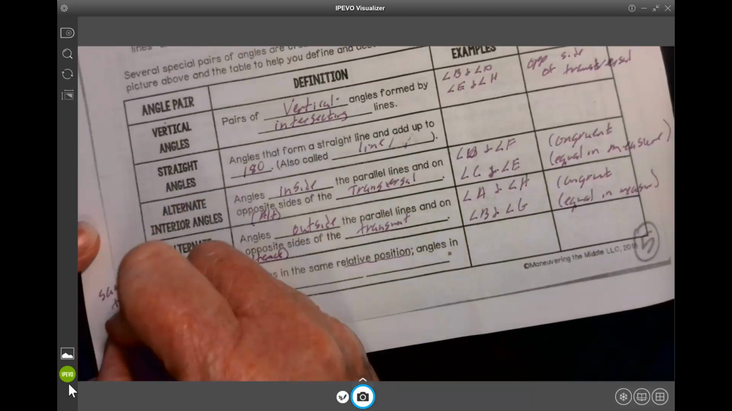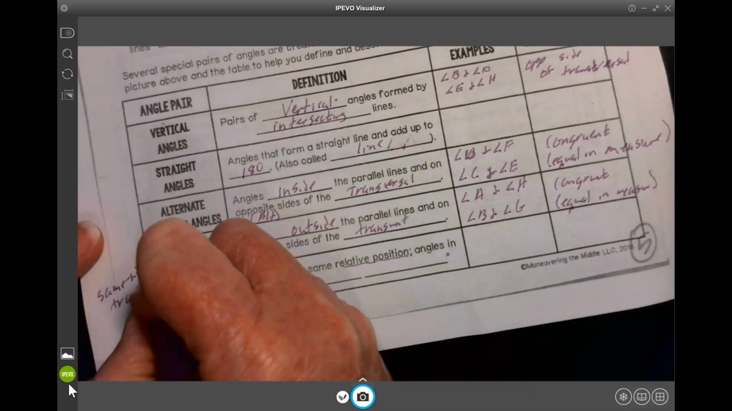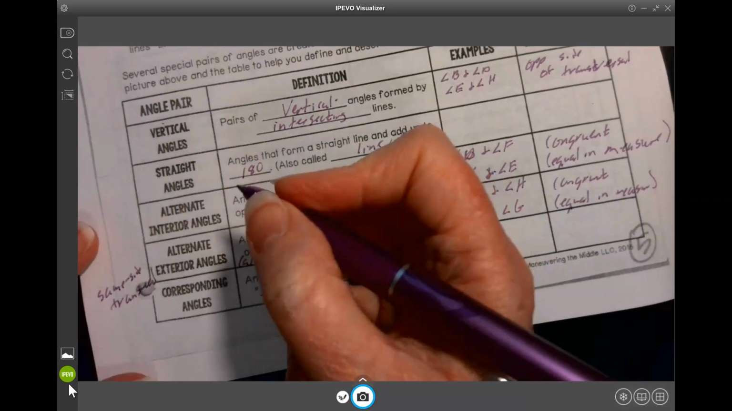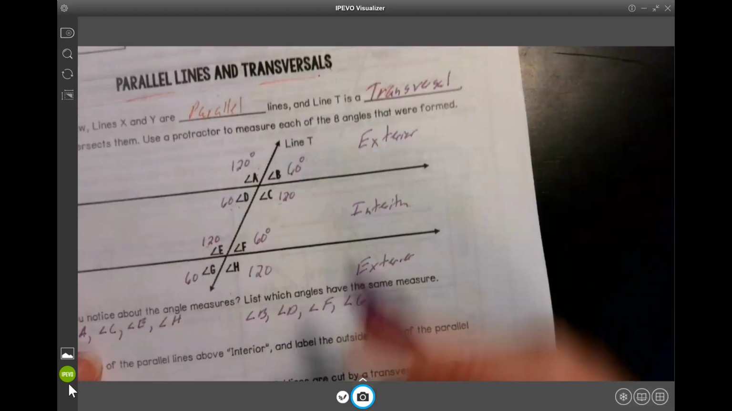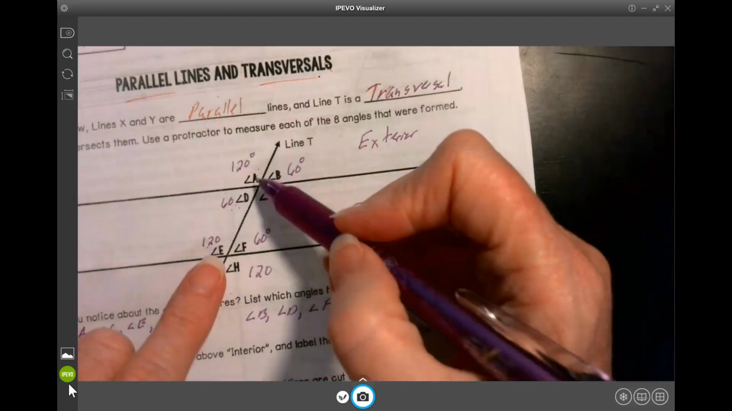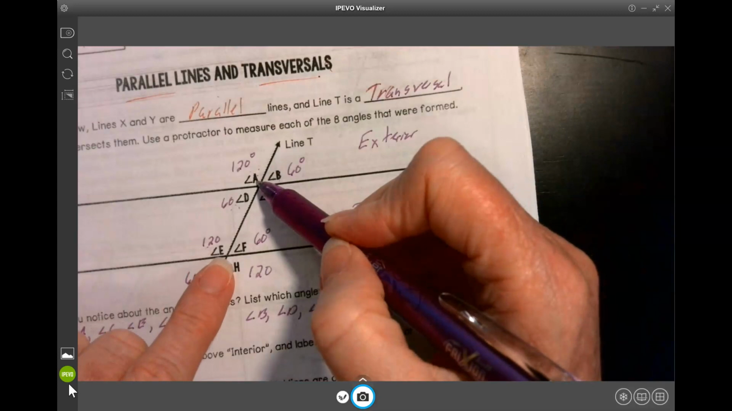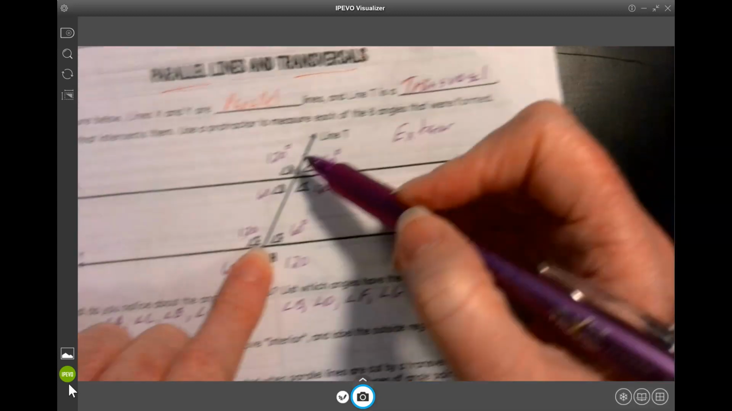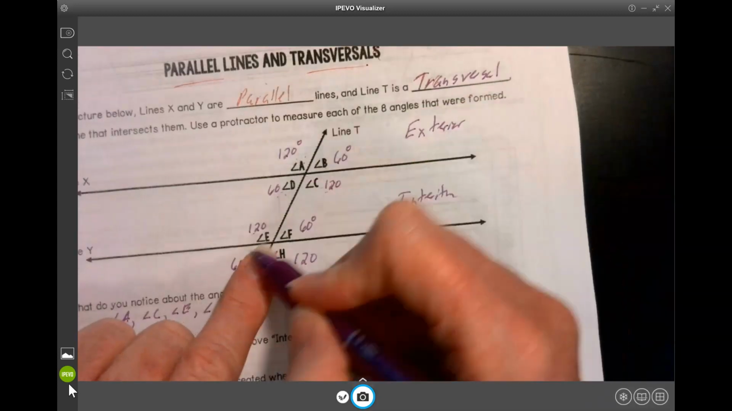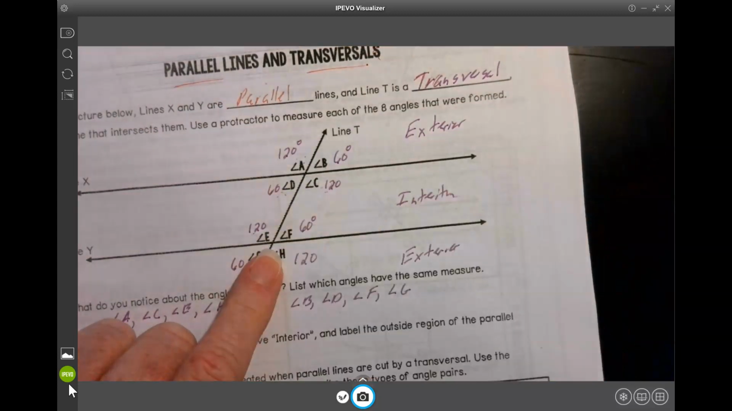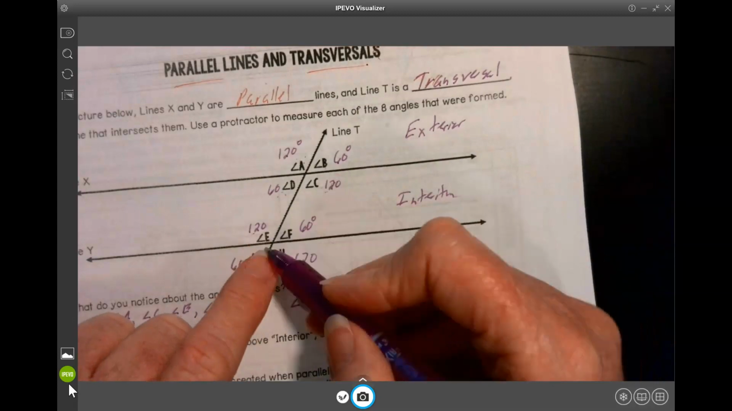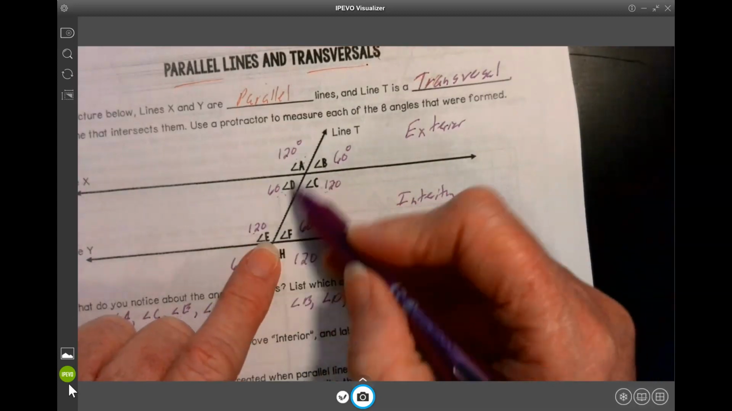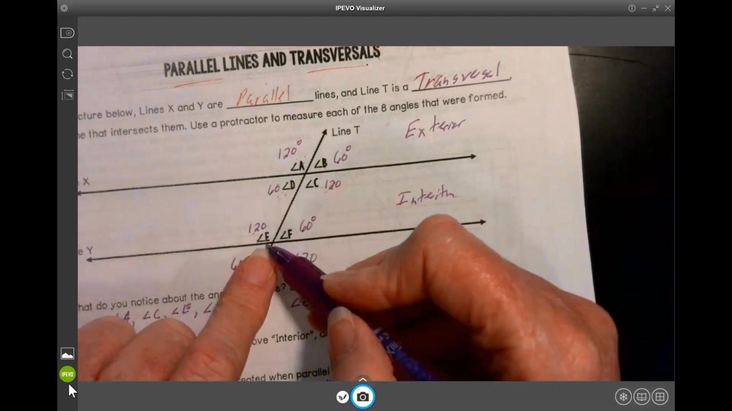Oops, you can't see what I'm writing. Of the transversal. But they're going to be, how do I say that? I can tell you what they are. So angle A and angle E are corresponding angles, meaning they're in the same position, but they're just on the other line. So they're on the same side of the transversal, but on the other parallel line. So angle A and angle E are corresponding angles.